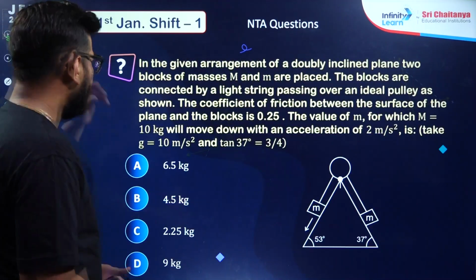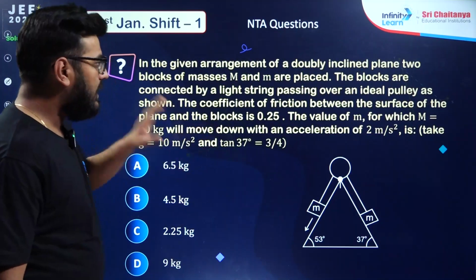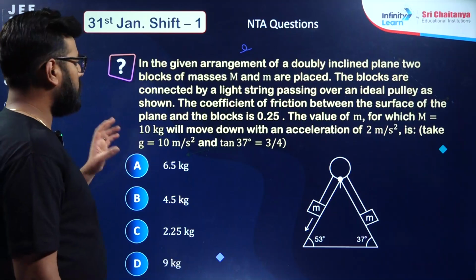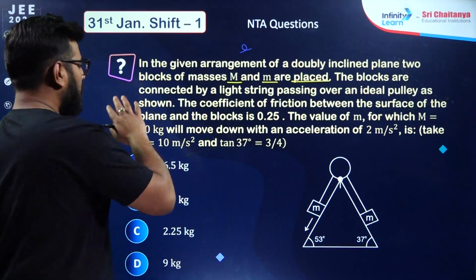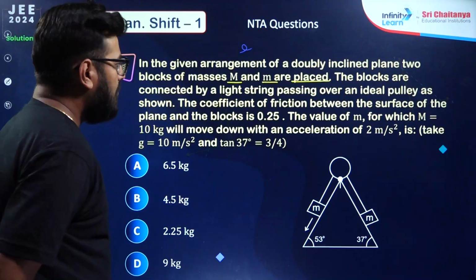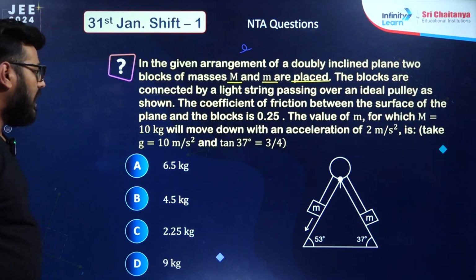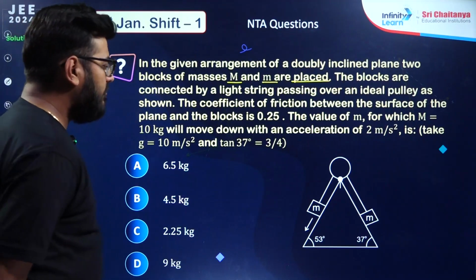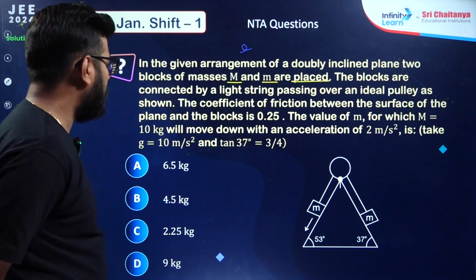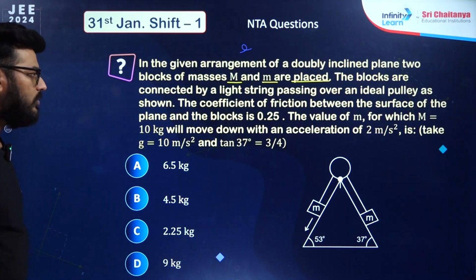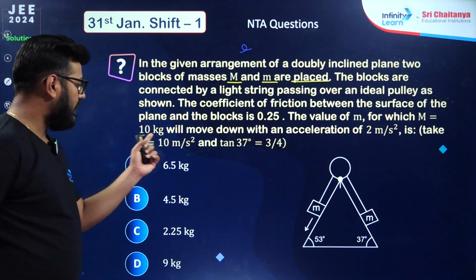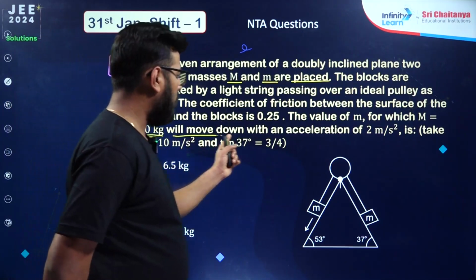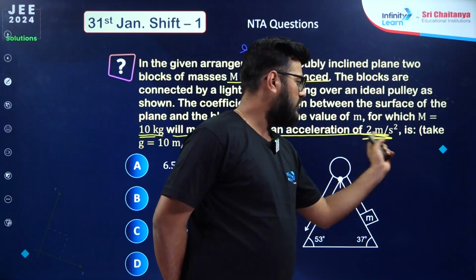Moving ahead for the next one. In the given arrangement of a doubly inclined plane, two blocks of masses capital M and small m are placed. The blocks are connected by a light string passing over an ideal pulley as shown. The coefficient of friction between the surface of the plane and the blocks is 0.25. The value of m for which capital M, equal to 10 kg, will move down with an acceleration of 2 meter per second square is.